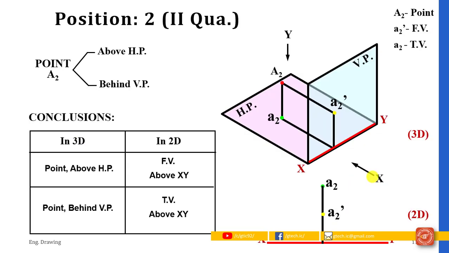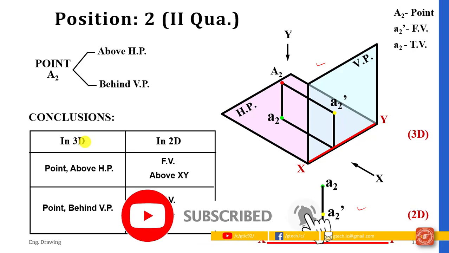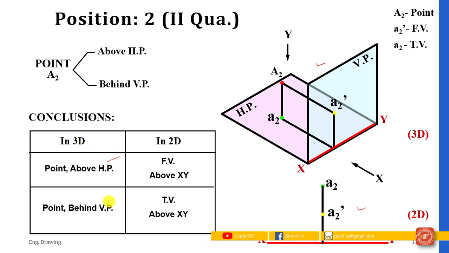Position 2, second quadrant. The point A2 is above the HP and behind the VP. This one is the representation of a point in second quadrant while using the 2D method, and this one is the 3D view of the point. So you can conclude that in 3D the point is above the HP and behind the VP, and in 2D you clearly see the front view is above the XY line and the top view is above the XY line. So both points are shown above the XY line.